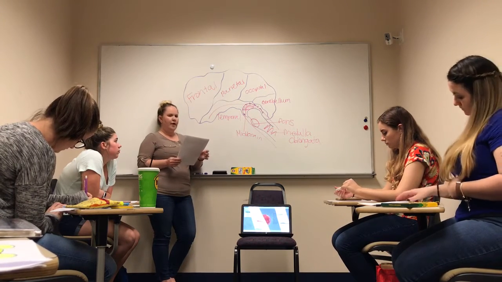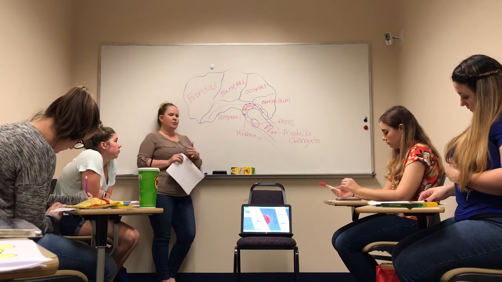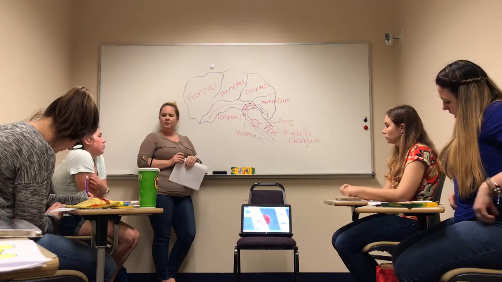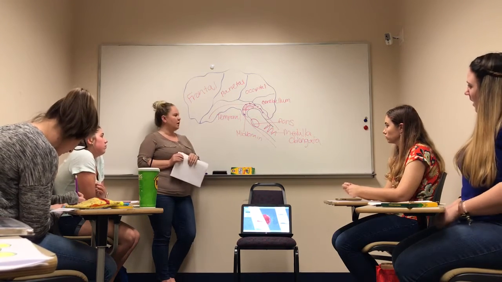So last question, if I asked you which part of your brain is the automatic part? It controls your breathing, your circulatory system, your heartbeat. Medulla oblongata.